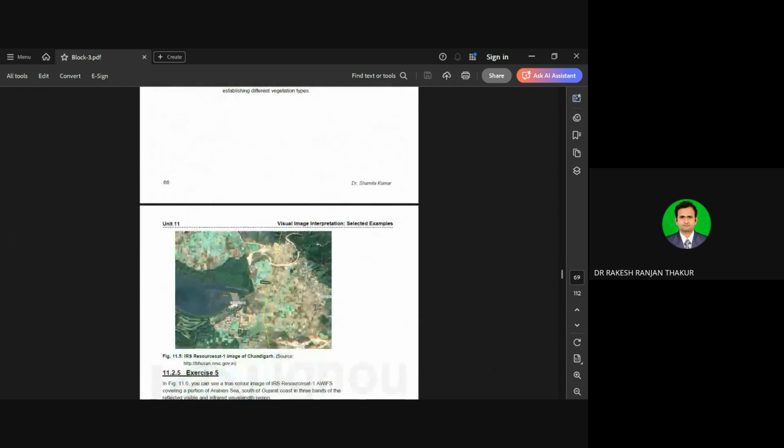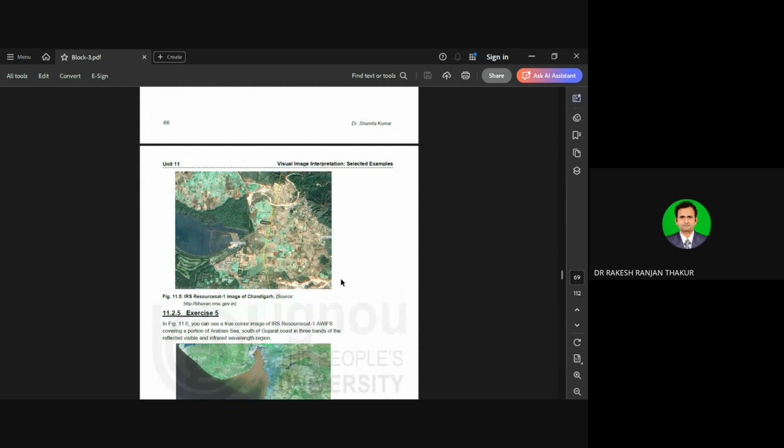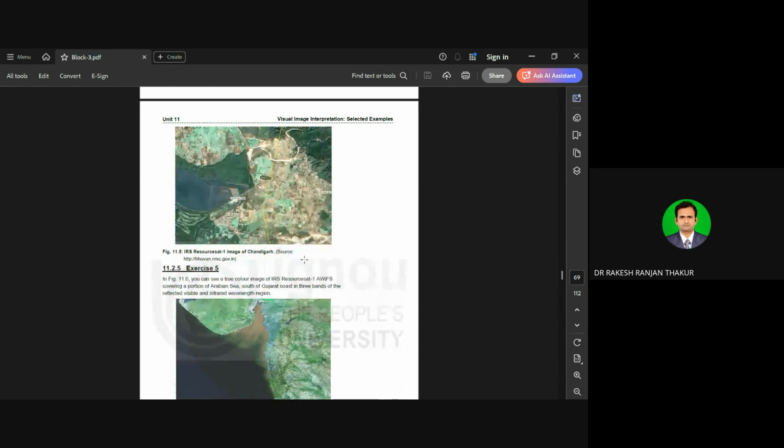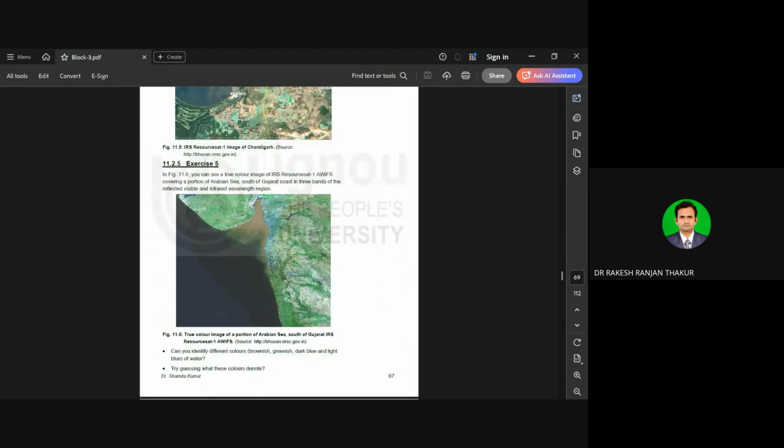Then going forward, here it is an image of Chandigarh, right? So in Chandigarh, it's a planned city, some vegetation are there, some water body are also there, so we can identify in that way. Then here some portion of Arabian Sea in Gujarat.